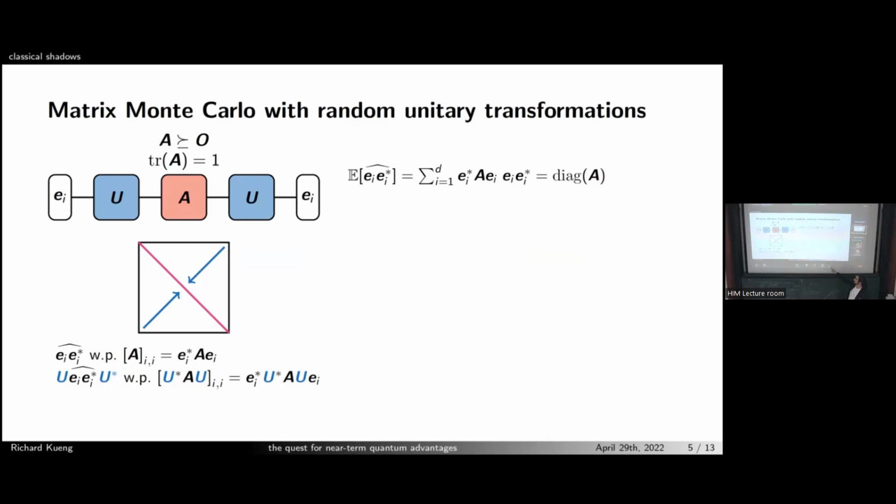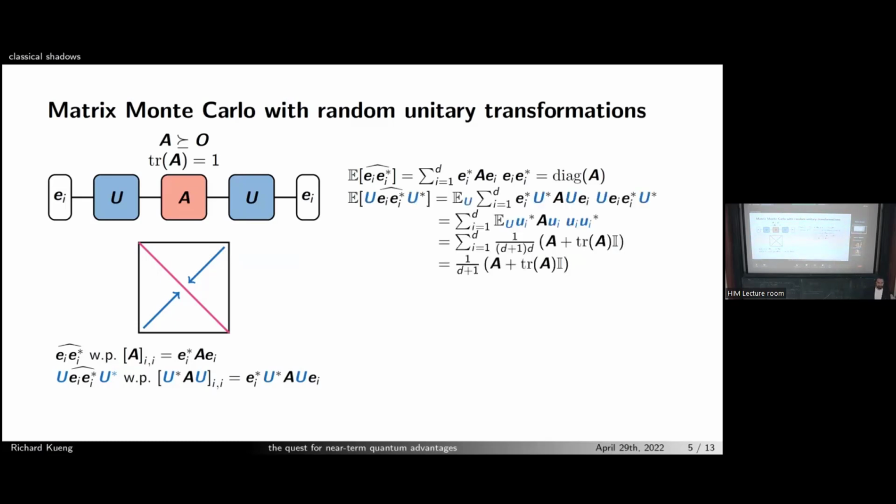I just do Monte Carlo sampling where in addition I choose a random unitary transformation to rotate the diagonal around. And if the original matrix was positive semi-definite and trace 1, then the rotated matrix will also be positive semi-definite and trace 1. The diagonal will be a valid probability distribution, and I can sample from that. And now the question is, is this a good Monte Carlo approximation? And the answer is yes.